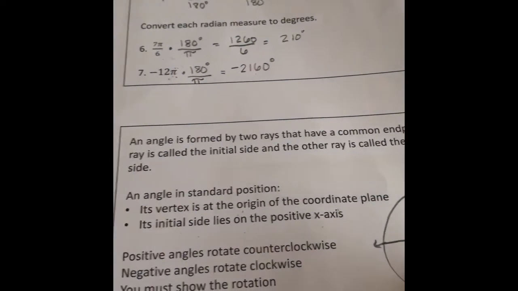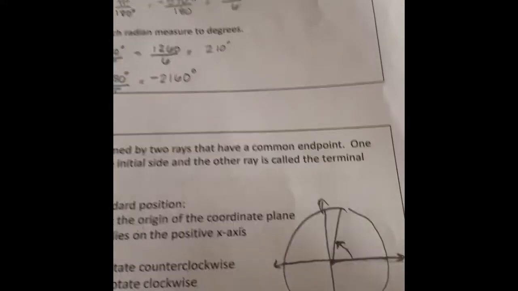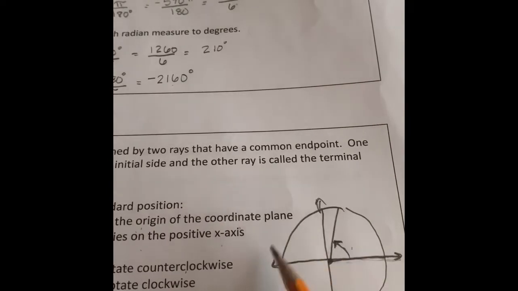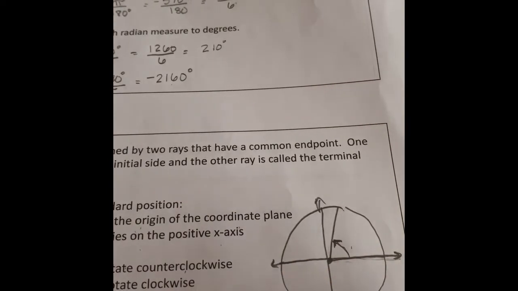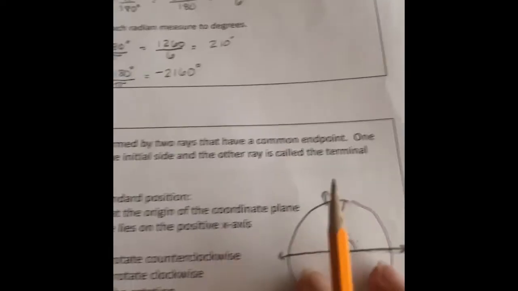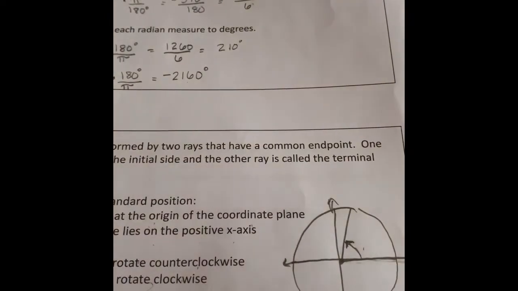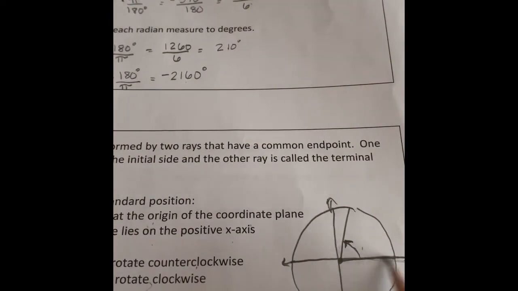as you can see right here, positive angles rotate counterclockwise. That's what we did here. So counterclockwise is going the opposite of the direction that a clock travels. So we traveled clockwise here. Negative angles rotate clockwise. So if I wanted to draw a negative angle, I would still start here, but I would travel in this direction instead.